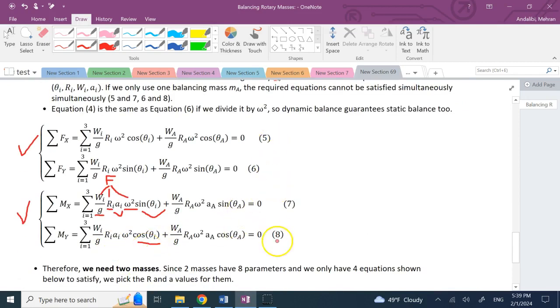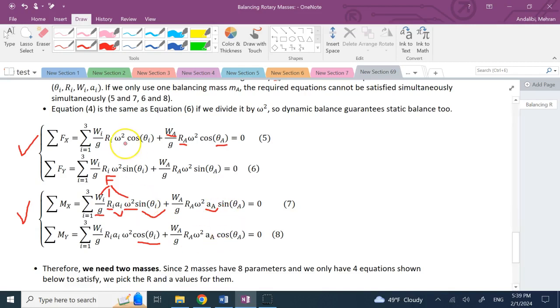Now, I need to satisfy all equations from 5 to 8, and how many parameters do I have to choose? You might say, well, you have 4 parameters. You have theta A, you have RA, you have WA, and you have AA. You have 4 parameters and 4 equations, so you should be able to go with just a single mass. Can I? Let's take a look.